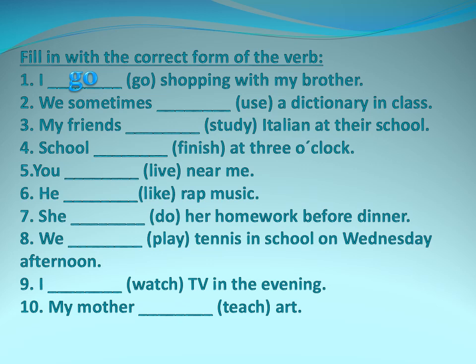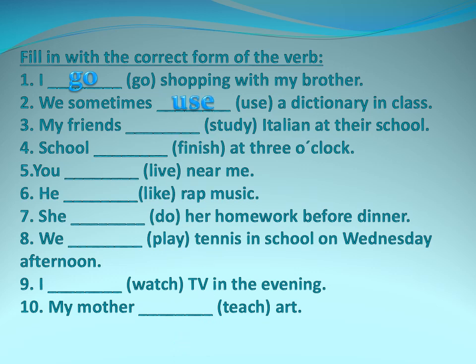Number 2, we sometimes use a dictionary. Dictionary is British English, and dictionary is American English, in class. Okay, we have the subject we, so we have to put the verb as it is. So we'll say we sometimes use a dictionary in class.